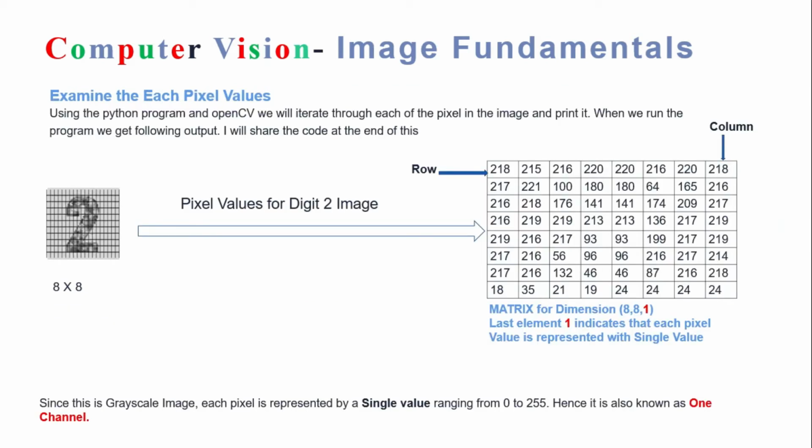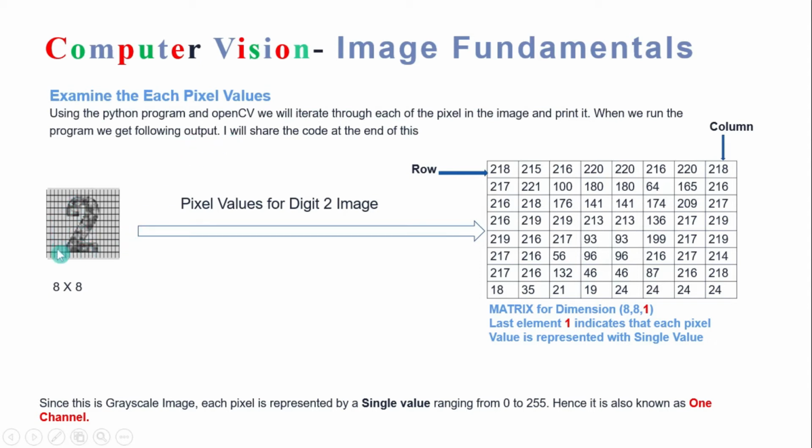Now let's examine this further. What we are going to do is iterate through each of the pixels in this image. Using the Python program and OpenCV, we will iterate through each of the pixels in the image and print its value. When we run the program, we get the following output.